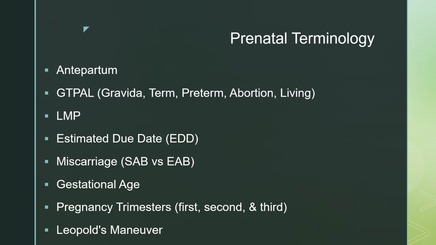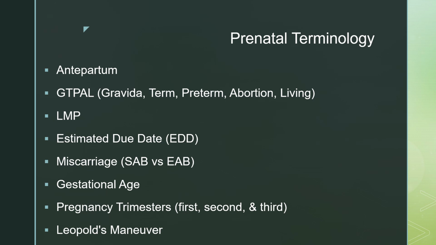Pregnancy trimesters: there's 3, first, second, and third, and then many people will reference the 4th trimester as postpartum. So the first trimester is traditionally, with most references, 0 to 12 weeks gestation. Second is usually 13 to 28 weeks gestation. And then the third trimester is traditionally 28 to 29 weeks, all the way till delivery.